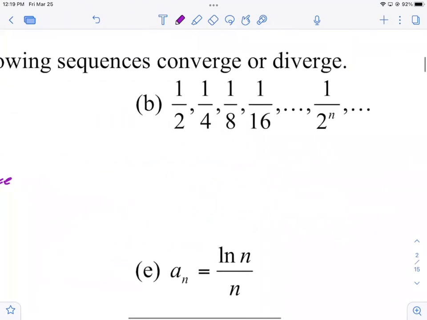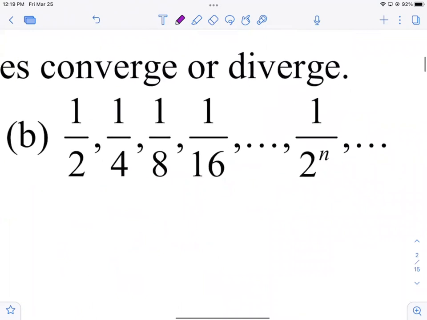All right, we don't have to do a whole lot of these. Let's look at this. 1/2, 1/4, 1/8, 1/16, dot dot dot, 1 over 2 to the n. What do you think? Converges or diverges? Converges. Okay, let's not even show the analysis there. Let's just say this one converges. Now, once you say it converges, it's nice to see if you can figure out to what it converges. 0. Yeah, 0.